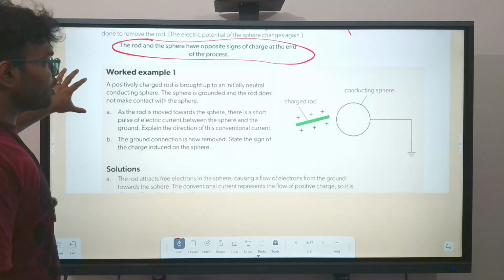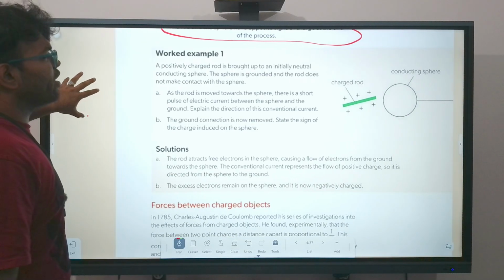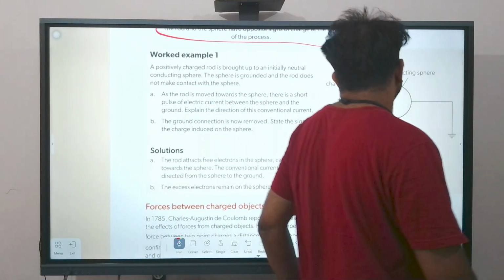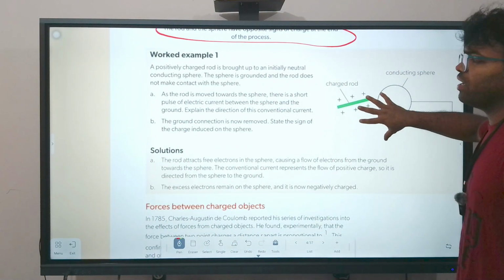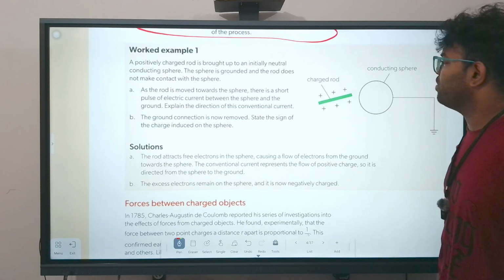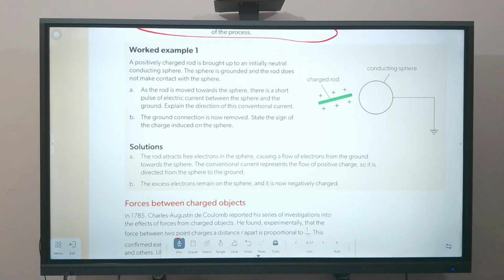Exactly. Next, let's look at this question. A positively charged rod is brought up to an initially neutral conducting sphere. The sphere is grounded and the rod does not make contact with the sphere. As the rod is moved towards the sphere, there is a short pulse of electric current between the sphere and the ground. Explain the direction of its conventional current.